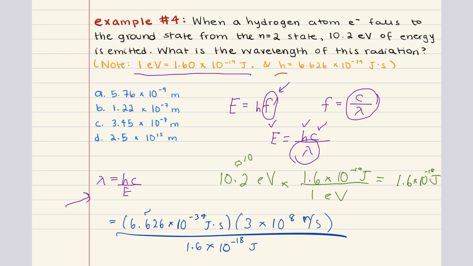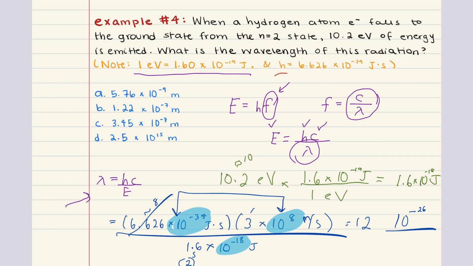Now I'm going to approximate this value to 8. I'm going to approximate this value to 2, and I'm going to keep this as 3. We have 8 times 3 is 24, divided by 2 is equal to 12. So now that we got these numbers out of the way, we can focus on these terms. In the numerator, to deal with these terms, we just have to add the exponents together. So we have 10 minus 34 plus 8, and that gets us 10 minus 26. And then in the denominator, we have 10 to the minus 18. Now to deal with this division, we're going to be subtracting the exponents. So 10 to the minus 26 minus negative 18. And this gets us 10 to the negative 8.